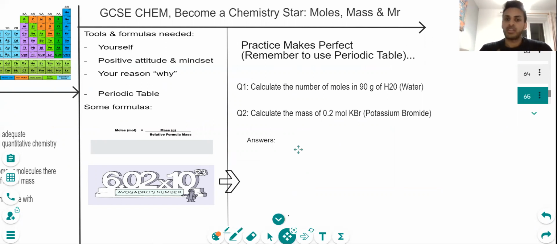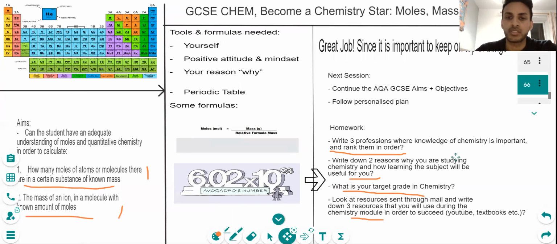It's mainly for two reasons. One, to see what the progress is on this topic and see if we need some more time in the next session. Or number two, to see how their confidence is relating to this topic, because I really want to push their confidence up during these sessions.